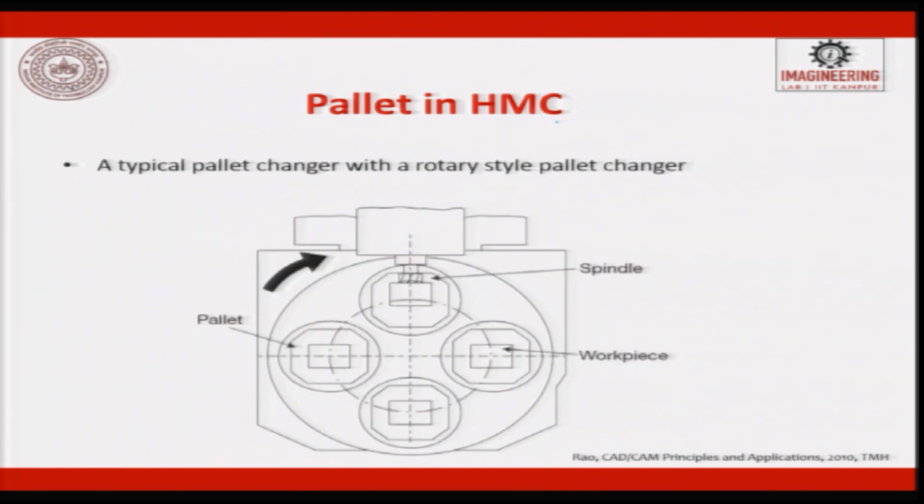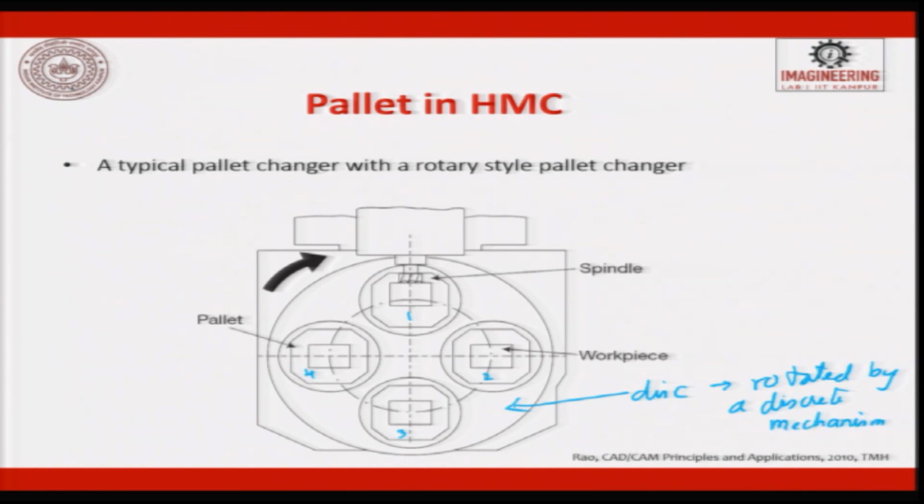So, a pallet in an HMC, a typical pallet changer, this is a typical pallet changer. So, here is a spindle. Here there are 4 pallets, and on each pallet you can start locating parts. These pallets will be sitting on top of a disc. This disc will be rotated by a discrete mechanism, which is nothing but a Geneva mechanism kept at the bottom. So, it indexes and it stops.